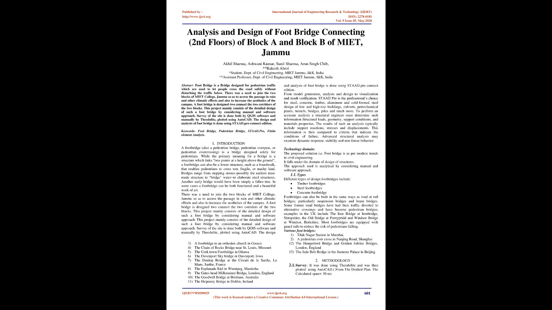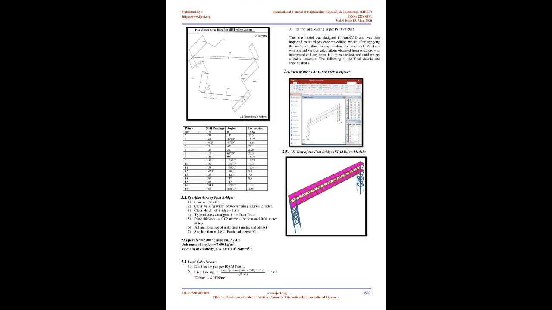There was a need to join the two blocks of MIET College, Jammu so as to access the passage in rain and other climatic effects and also to increase the aesthetics of the campus. A footbridge is designed to connect the two corridors of the two blocks. This project mainly consists of the detailed design of such a footbridge by considering manual and software approach. Survey of the site is done both by QGIS software and manually by Theodolite, plotted using AutoCAD. The design and analysis of footbridge is done using STAAD.pro Connect Edition.